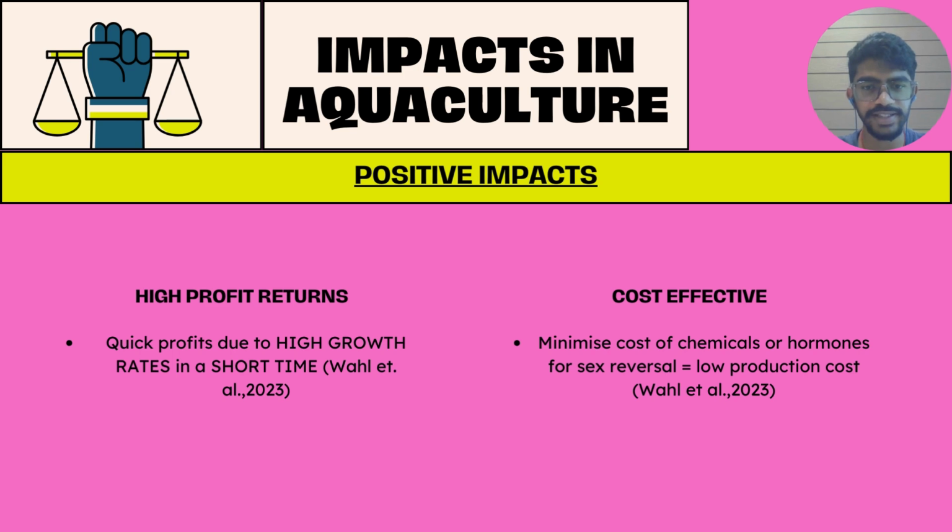Next is cost effectiveness. Since gene knockdown biotechnology is being practiced, there is no need to buy chemicals or hormones used for sex reversal. Thus, there is a low production cost.